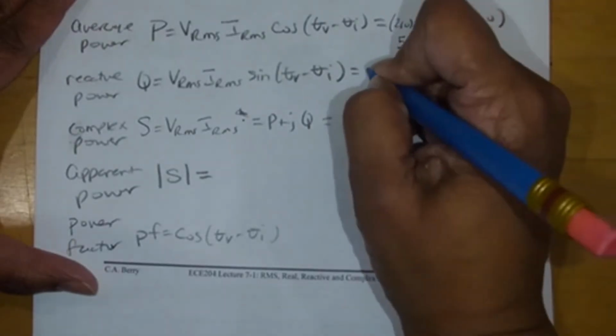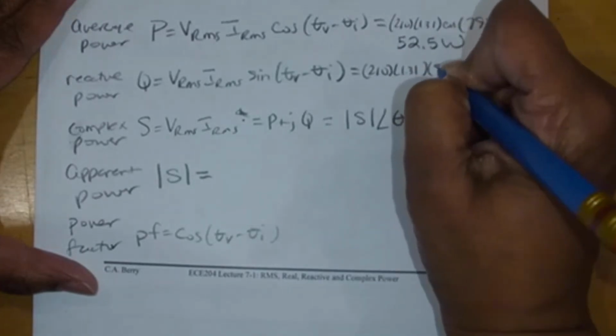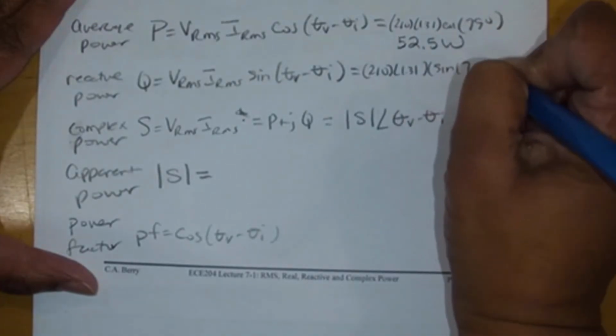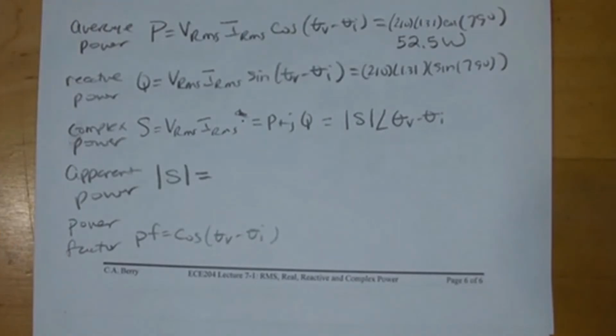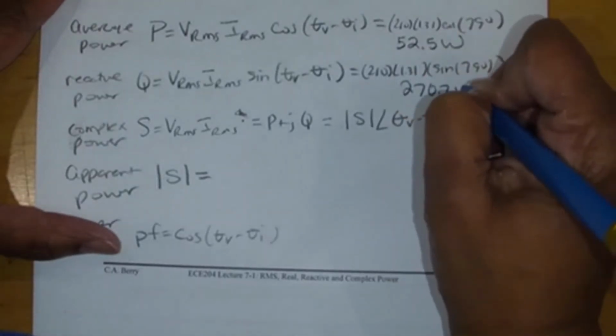210 times 1.31 times the cosine of 79 gives 52.5 watts, okay? The reactive power is 210 times 1.31 times the sine of 79 degrees. 270 var, and I really appreciate you getting that var right. Good job.